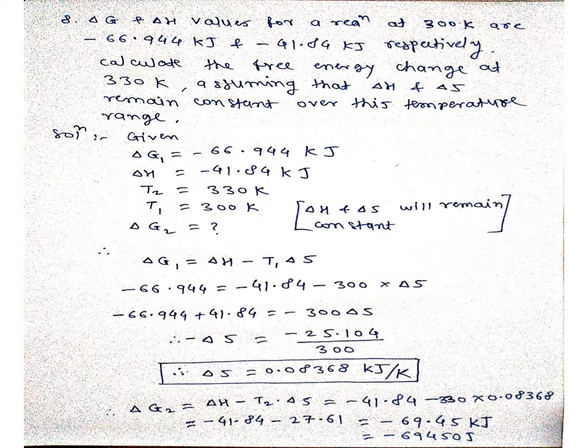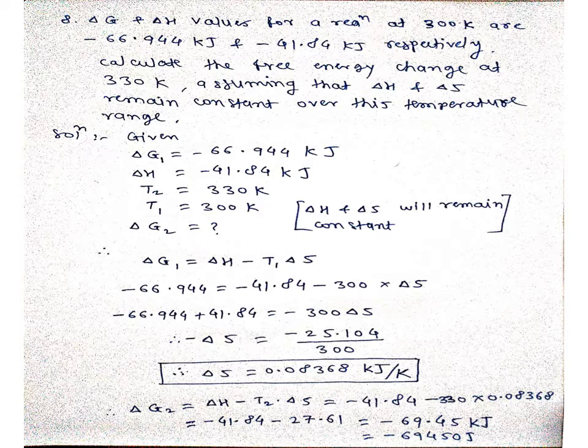Now we have to calculate the free energy change at 330 Kelvin. To calculate the free energy change, first we have to calculate the delta S. Now we have calculated the delta S. Therefore, we have to use the formula that is delta G2 is equal to delta H minus T2 delta S.